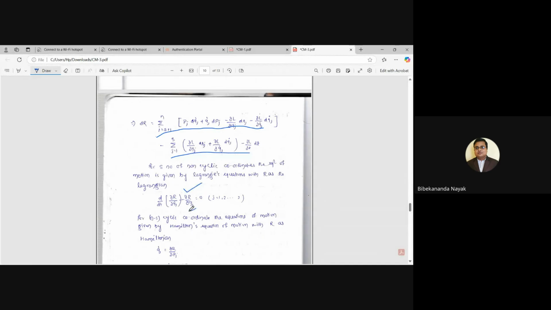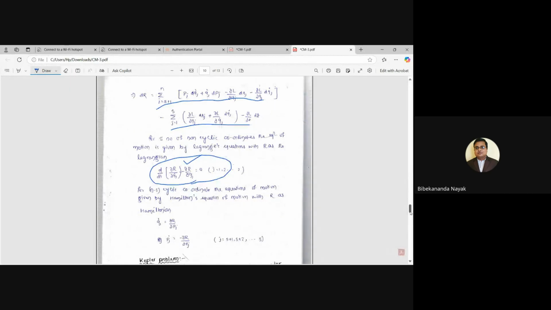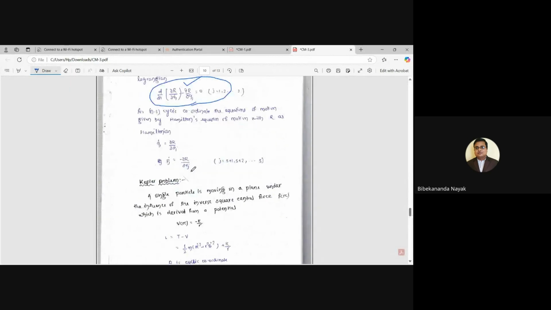This is true for the non-cyclic coordinates. For the cyclic coordinates, we use the Hamiltonian equation, taking H equal to R. So the main point is: cyclic coordinates obey the Hamiltonian equation, and non-cyclic coordinates obey the Lagrangian equation. We take R in place of L for non-cyclic coordinates, and R in place of H for cyclic coordinates. Okay, this is the procedure.